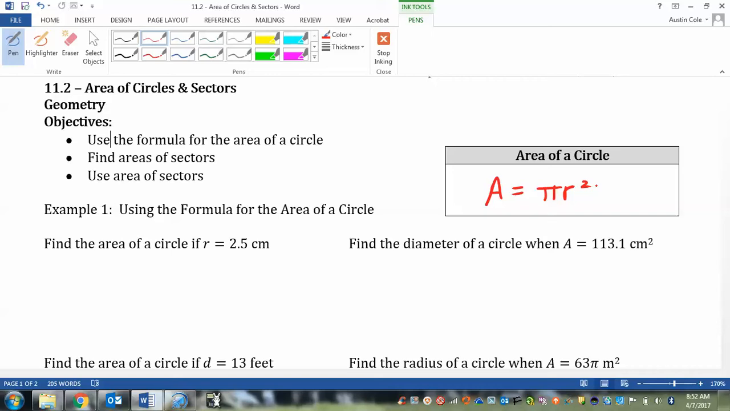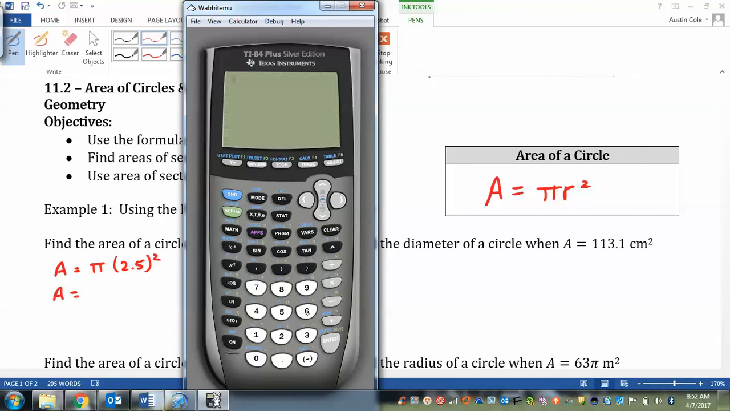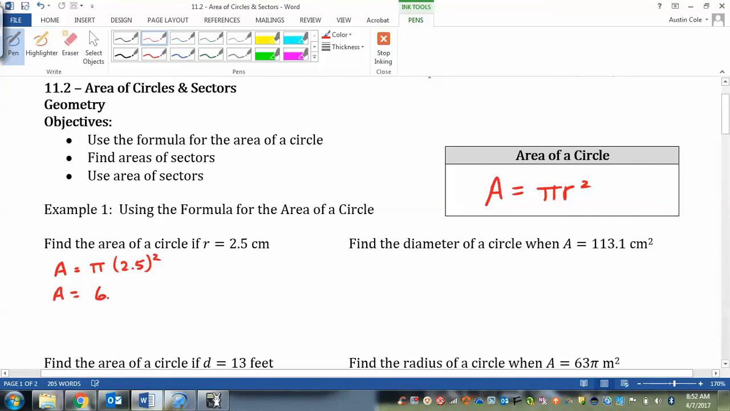So if I look at the first one, it says find the area of the circle if the radius is 2.5. So area is going to equal pi times my radius, which is 2.5, squared. All right, so if I take 2.5 and I square that, that gets me 6.25. So 6.25 pi. Again, that is our exact answer. If on a quiz or a test it asks, find the exact area, well, here it is. It's 6.25 pi centimeters squared.